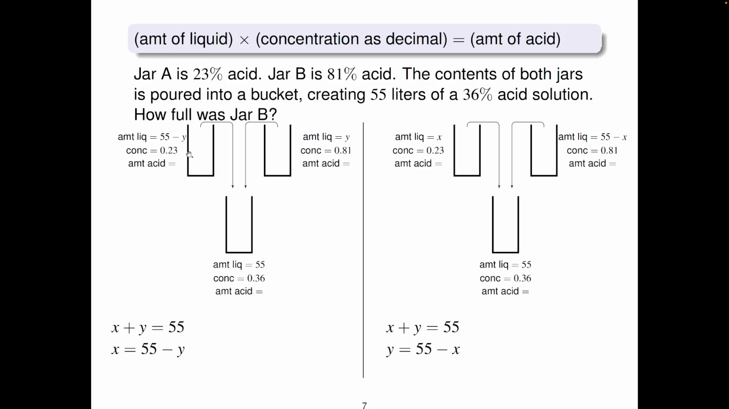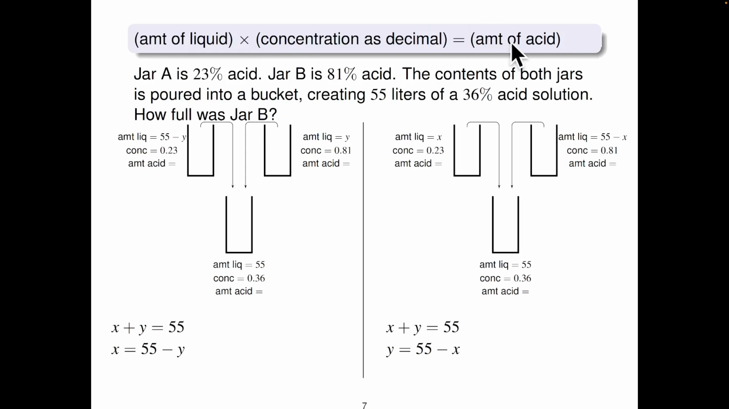Now, we can apply this formula, right? Actually, before applying the formula, let me point out that if you do 55 minus Y and add that to Y, that will be 55. Same deal here. If you do X plus 55 minus X, that simplifies to 55. So that's just to check that amount of liquid plus amount of liquid is amount of liquid. Same deal here, amount of liquid plus amount of liquid is amount of liquid.